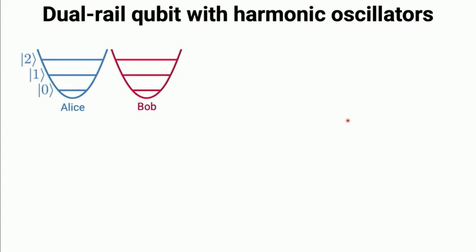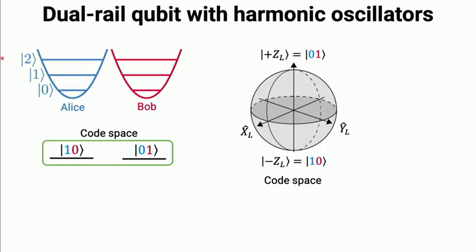So let's see how we can encode a dual rail in harmonic oscillators in the first place and why we want to do that. So the dual rail code is defined using two harmonic oscillators. Here are two of them, Alice and Bob, and they have unbounded Hilbert space with energy levels 0, 1, 2, etc. So the dual rail code is defined with the |0,1⟩ and |1,0⟩ energy levels of this combined system.